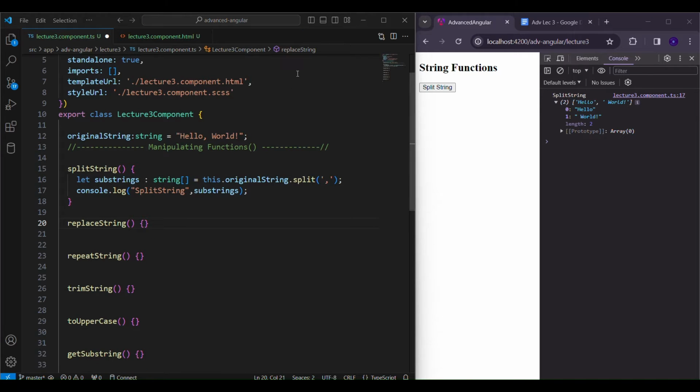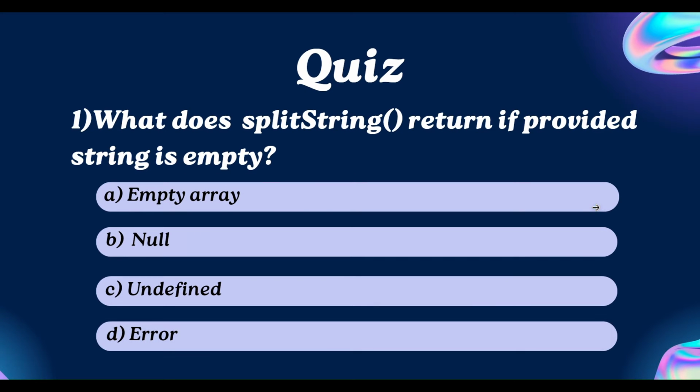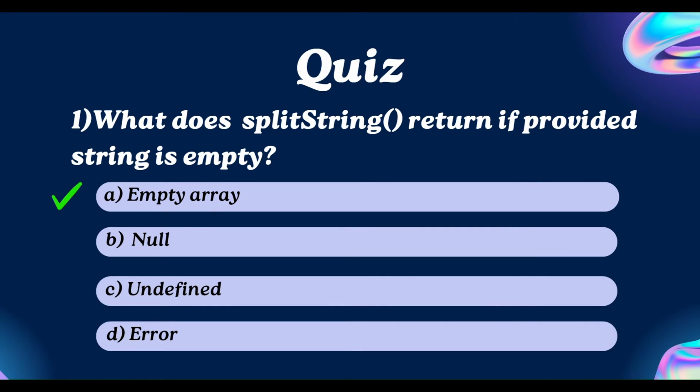Now let's have a quiz on this. What does split string return if the provided string is empty? Now this is a nice question. Pause the video and try to answer this. So the correct answer is empty array. If you don't provide anything, it will return an empty array.